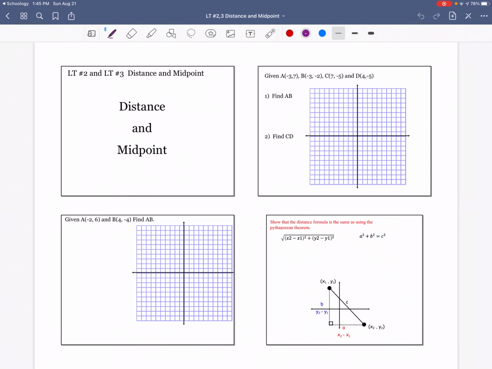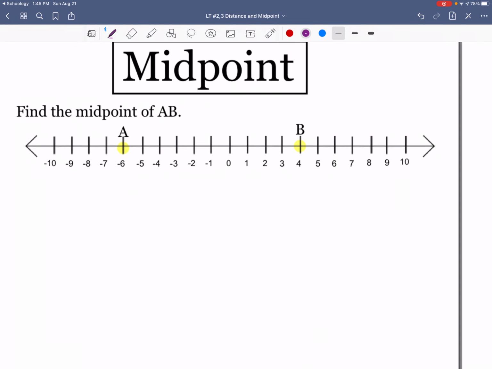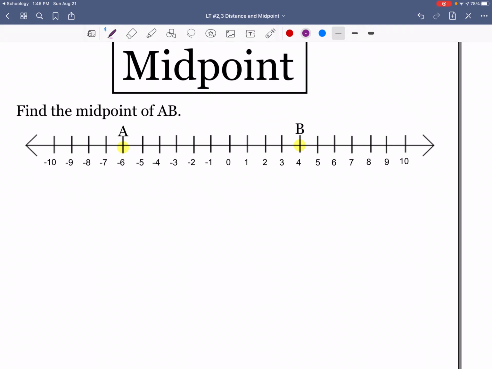Hello, this movie is for distance and midpoint. We are going to focus on midpoint. So in your notes, let's go to the midpoint slide. Find the midpoint of AB.